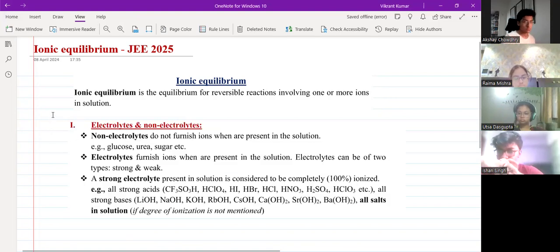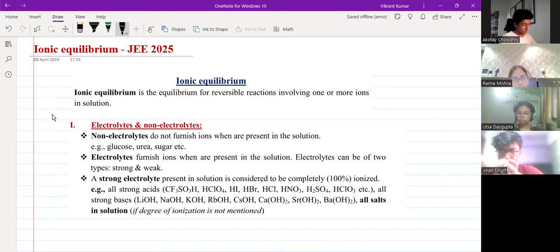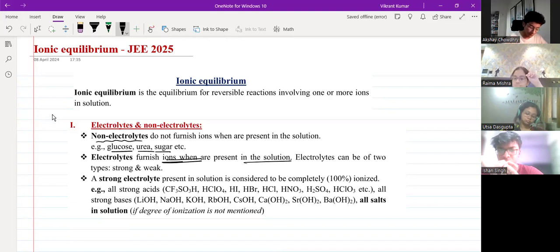So if I'm having electrolytes, those are the sources of ions, है ना? When they are present in solution, they are going to give you ions. If they are not giving you any ions, like glucose, urea, sugar, these are not going to give you any ion. So they'll be called non-electrolytes. Definitely, this chapter is not about non-electrolytes. ठीक है, तो पहली चीज ये.